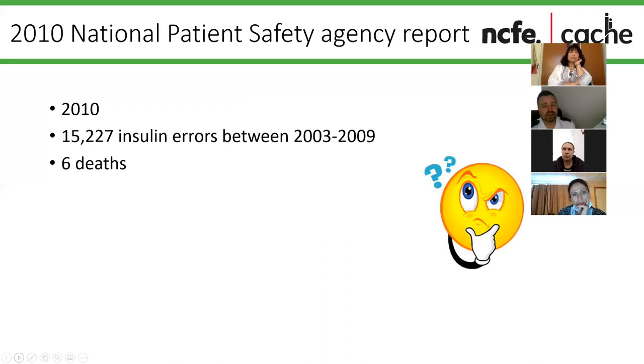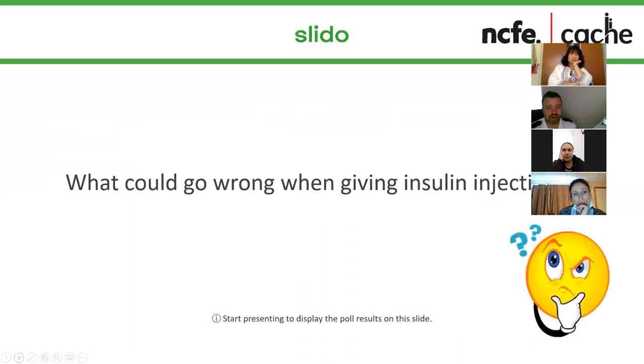So in 2010, so there's quite a bit out of date data here, there was 15,227 insulin errors. We're probably roughly at the same now anyway, and 6 recorded deaths for insulin overdoses. So lots of things that we need to think about.